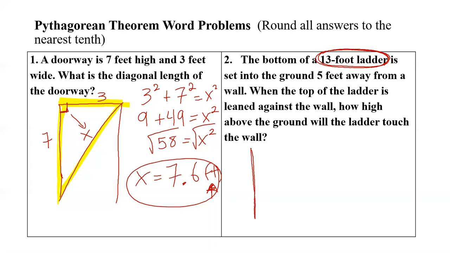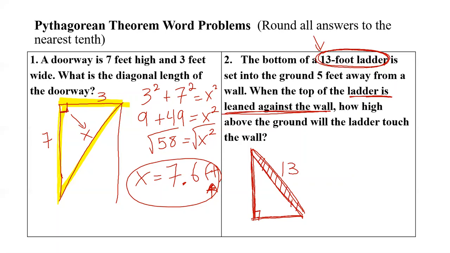Okay. And then it says the top of the ladder is leaned against the wall. So my ladder is going to be my hypotenuse. My ladder is going to be diagonal. So my wall is perpendicular to the ground. My ground is flat. My wall is straight up and down. My ladder is on a diagonal. So my 13-foot ladder. So my ladder is 13.